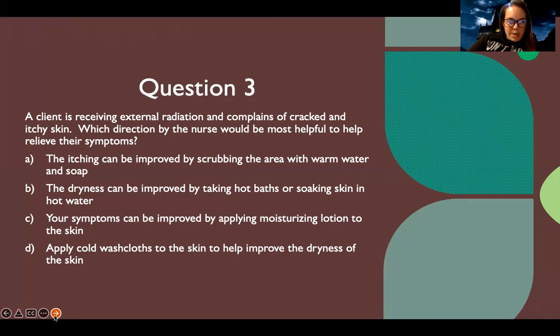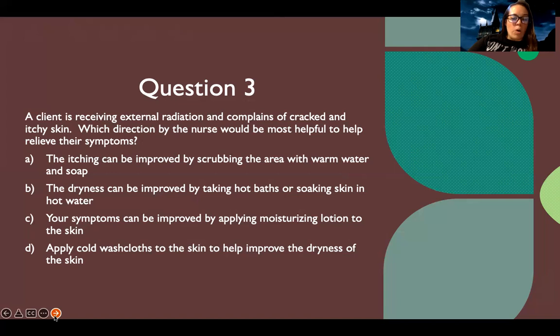B says the dryness can be improved by taking hot baths or soaking skin in hot water. I don't really like the heat, because hot makes things break down even more. I don't think you want any temperature extremes for dry, cracked skin or itchy skin. If they're itchy, the hot would probably make it worse. I don't like that one. C says your skin can be improved by applying moisturizing lotion to the skin. Well, that sounds pretty good. That's the best one I like so far.